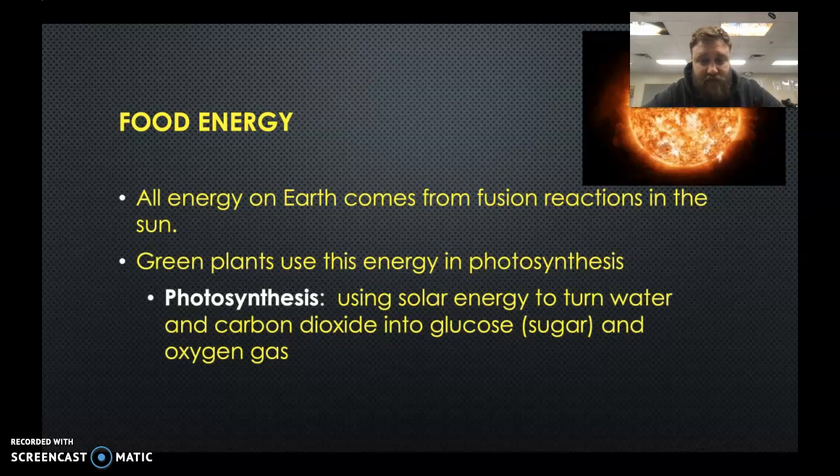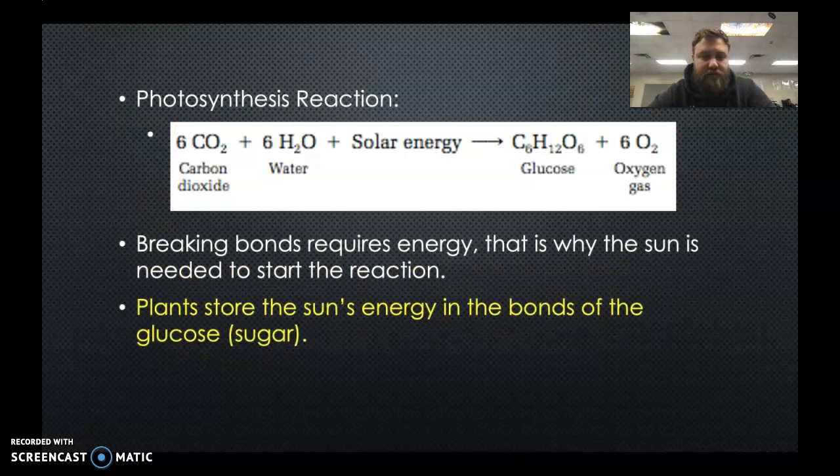Photosynthesis, just also review, is when you're using solar energy along with water and carbon dioxide to produce glucose, which is our sugar. That's what we use for energy, and it also produces oxygen, which is what we breathe. So here's your general chemical reaction for it.